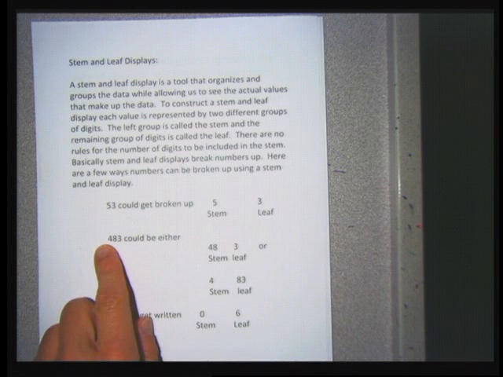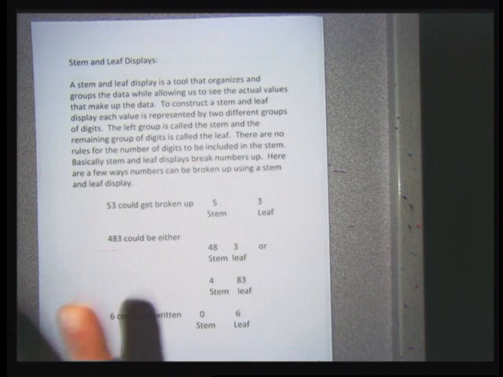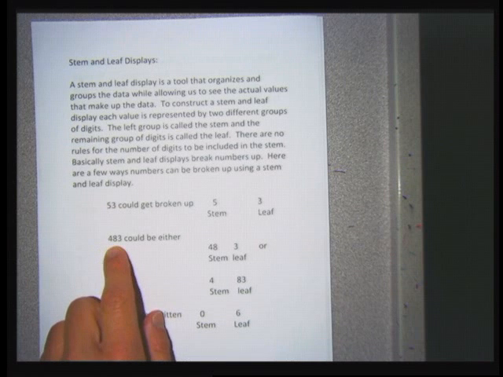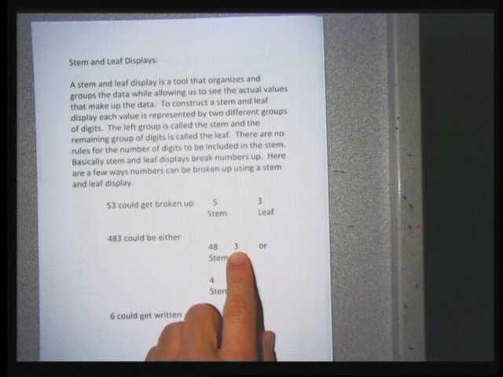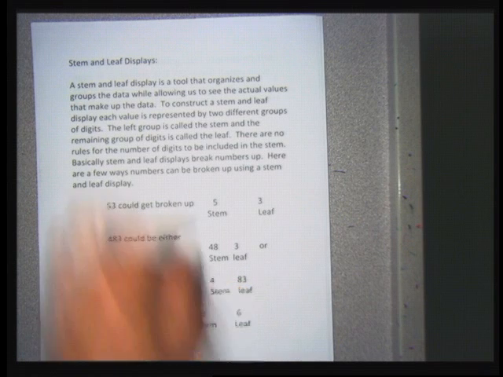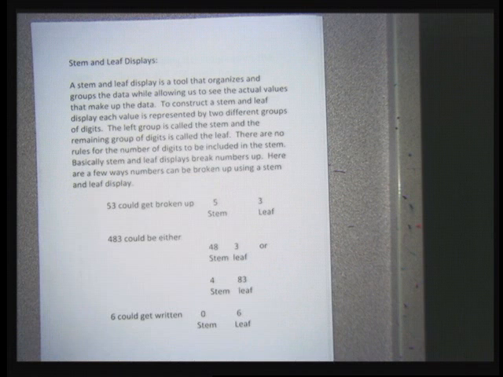3-digit numbers, we could break into 2 parts. The 48, which is the hundreds and the tens, could be called the stem, and the 3 could be the leaf. Or the 4 from the 400 could be the stem, and the 83 could be the leaf. Most of what we're going to do are 2-digit numbers, so it's not going to be hard to break them up. And then a 1-digit number, there's only 1 digit, and usually that's thrown in the leaf, and you put a 0 when there isn't a first number for the stem. This may not make a lot of sense, but once we do the problems, it'll make more sense.